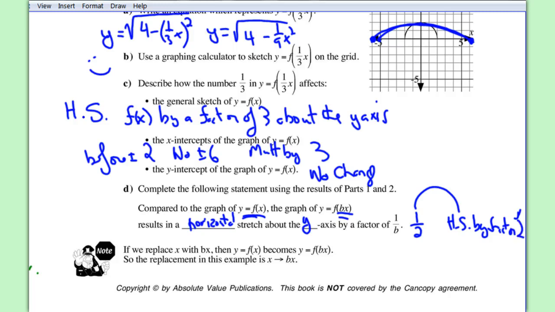And if you see 2, it really means it's a horizontal stretch by a factor of 1/2. What you see is the reciprocal of what happens. And notice in terms of replacement, x gets replaced with bx in this scenario. Continue your work on the next page.